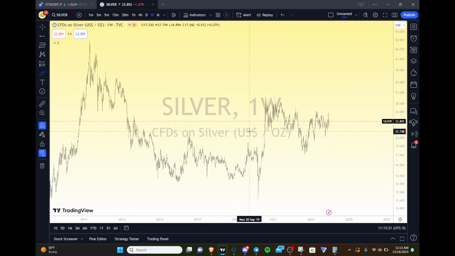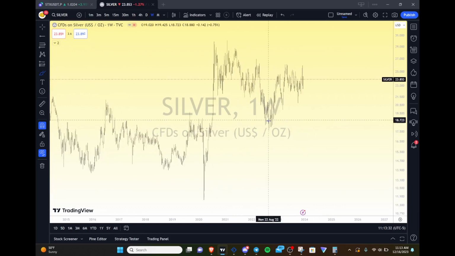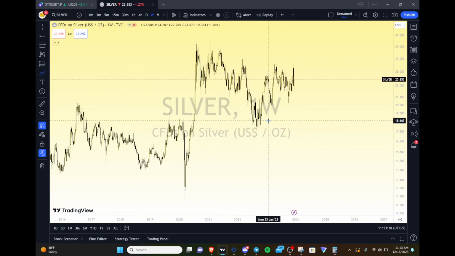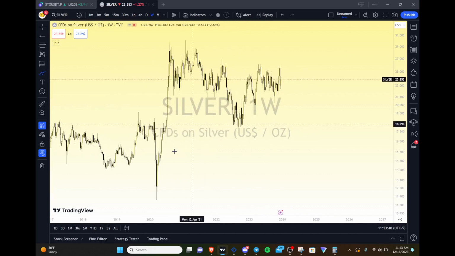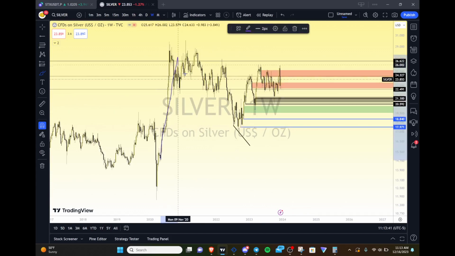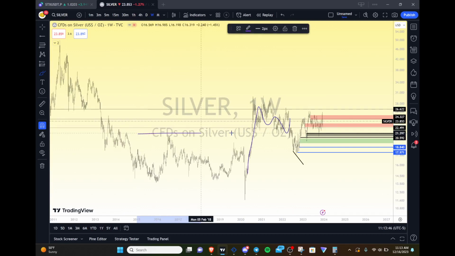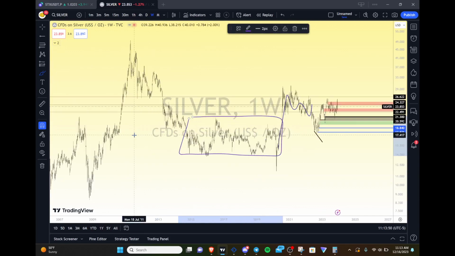But if you go up to the weekly, like I'm looking at here, this is not how topping structures generally look. They don't generally look this way, and I'll explain why. So this move up here, very bullish move up. We broke from this consolidation down here, so very strong. I mean, it was very impressive.